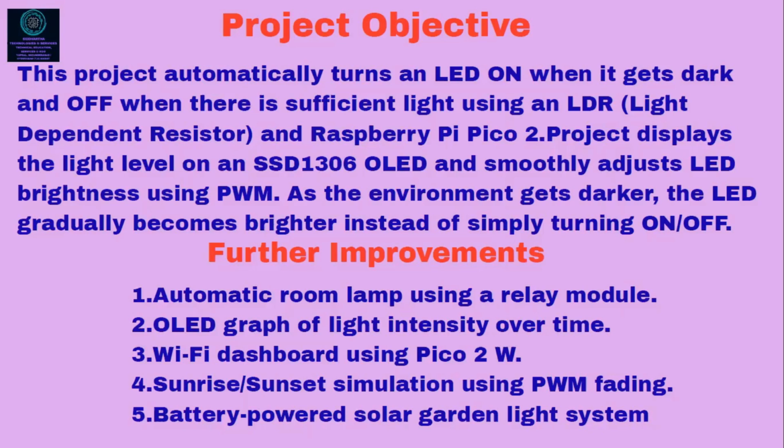Third is a Wi-Fi dashboard using the Pico-2W. I have to change the IC, that is, I have to go for a Pico-2W, which has Wi-Fi, where I can make a Wi-Fi dashboard. It becomes an IoT project. Or fourth is sunrise and sunset simulation using PWM fading. Fading we can do, and here we have also used fading, but the visibility will be very less because the voltage and frequencies are a little different. Or, a battery powered solar garden light: we can also add a solar light with this, and see the things up.